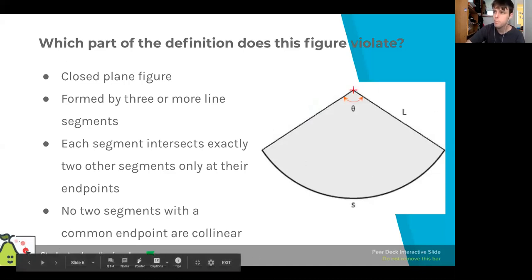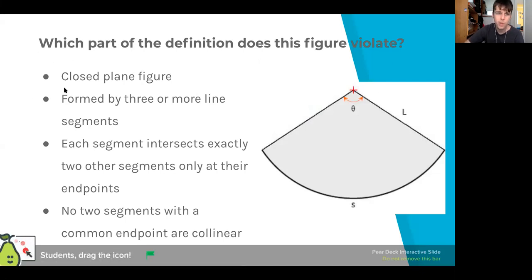This was our pair deck slide if you were in class for this. We have these 4 chunks, which are parts of the definition. Which part of our definition would this shape right here violate? Meaning which part could we say, oh, this shape doesn't fit that, so it's not a polygon, right? Is it a closed plane figure? Well, it's certainly closed, and it's plane. It's drawn on a flat surface here, right? There's clearly an inside and an outside, and it's definitely flat. It's on a plane, so it fits that.